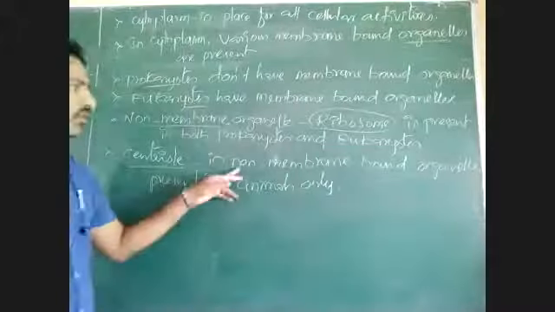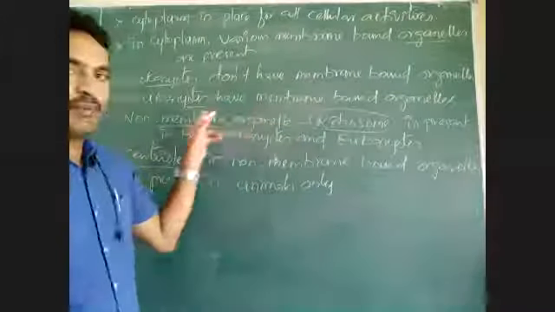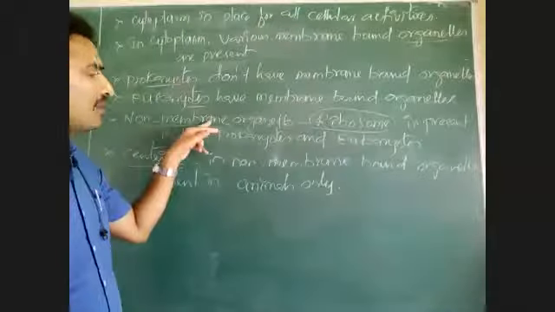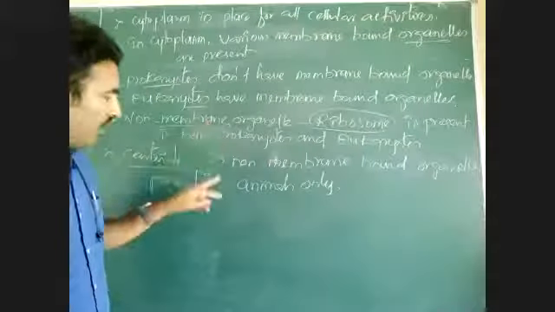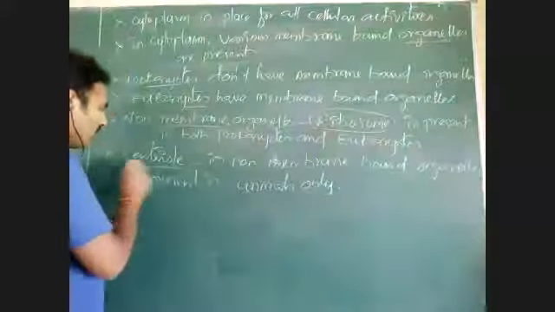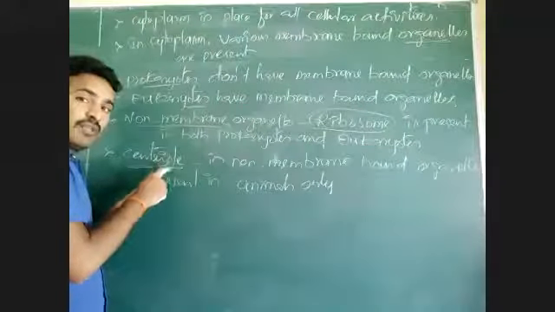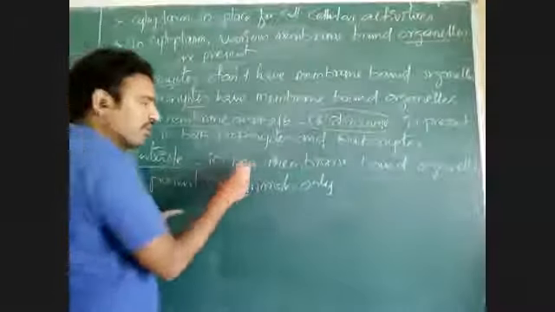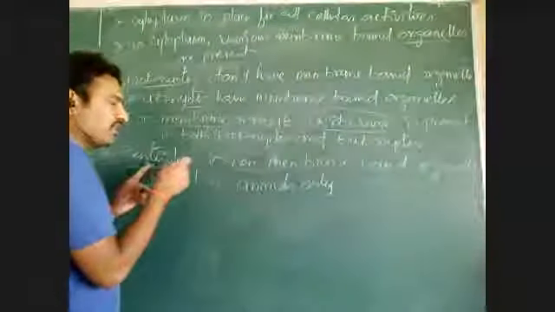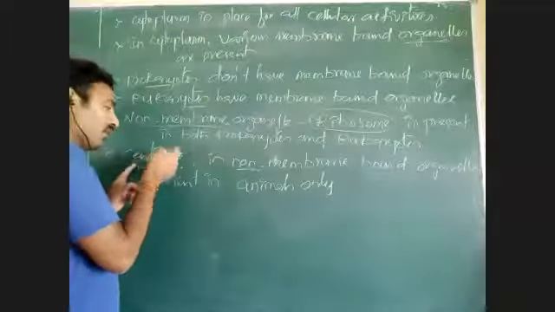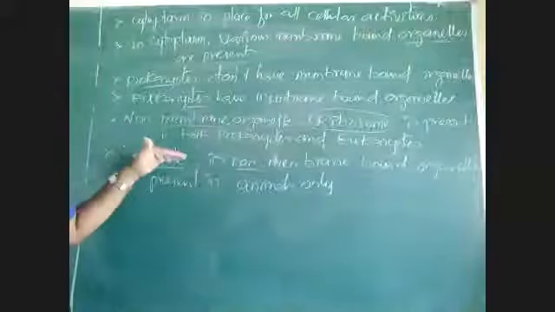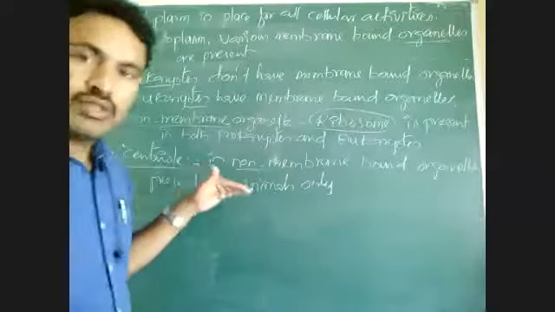Usually non-membrane means, see here, ribosome is non-membrane. Usually non-membrane bound organelles are present in prokaryotes, but it is present in eukaryotes also. This is a non-membrane bound organelle, centriole, but it is not present in all eukaryotes. In prokaryotes it is absent. It is absent in all. Read the last point.